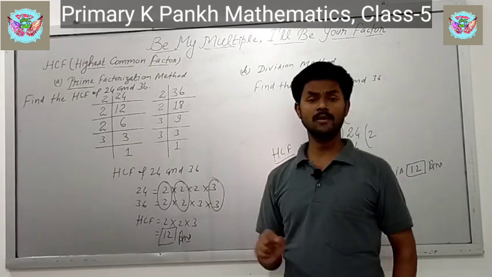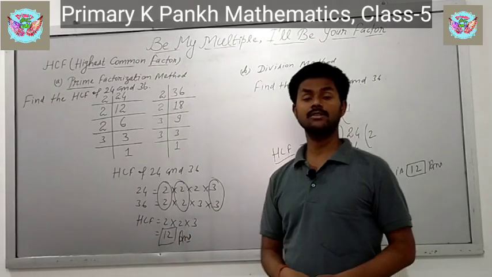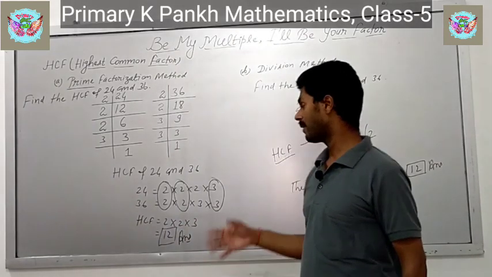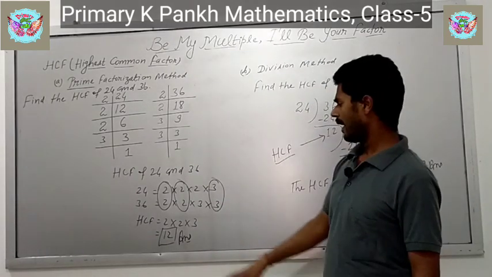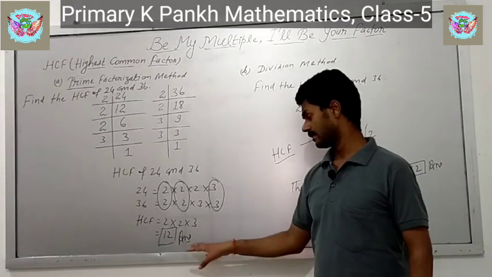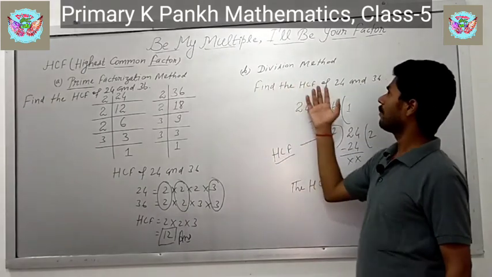And after finding common numbers, you have to put a circle sign, and then you have to multiply all the numbers which you have found common in both or more than two numbers. After finding the product, the final product will be your HCF. Now let's learn about the division method.